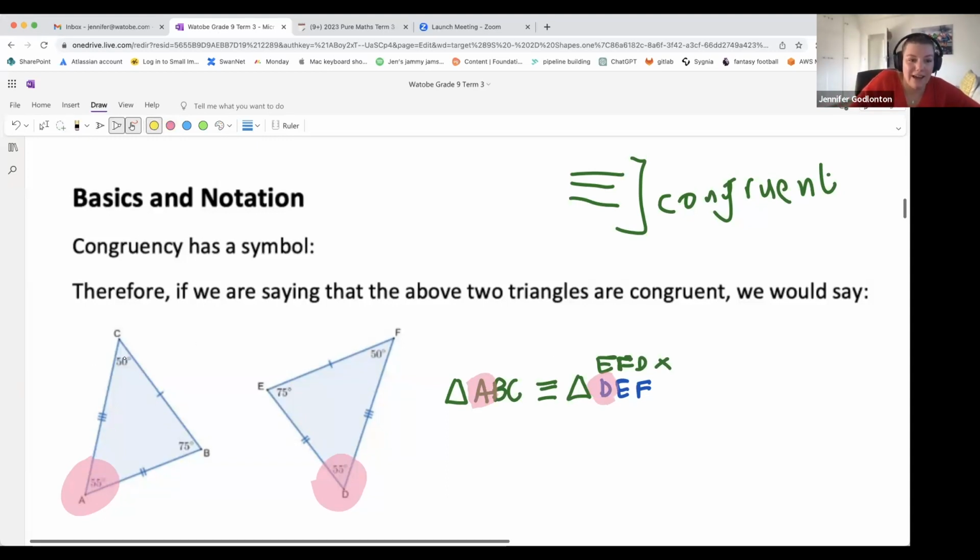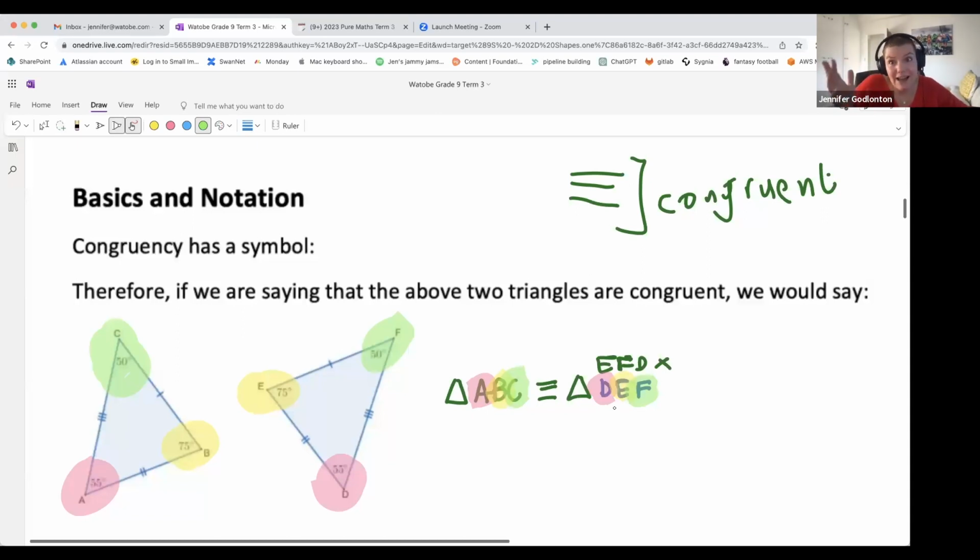Then if we have a look here, we had B, which was next, which was 75, and E was 75. And so E and B are our second ones. And then the last over here, C is 50 degrees, and F is 50 degrees. So that would be in that position. So the reason we want to put them in those orders is we need to put them in the same orders as each other. The same angles need to be present.